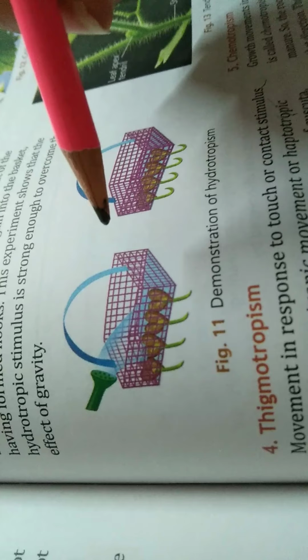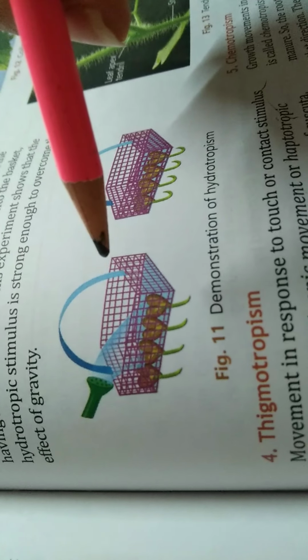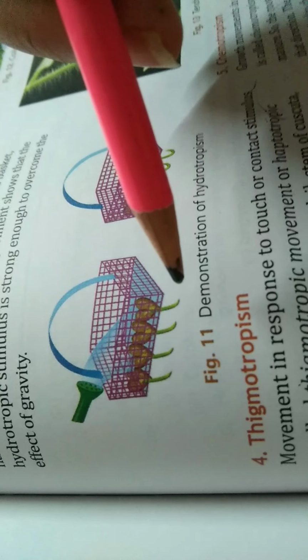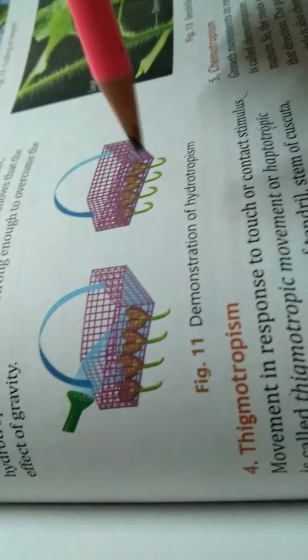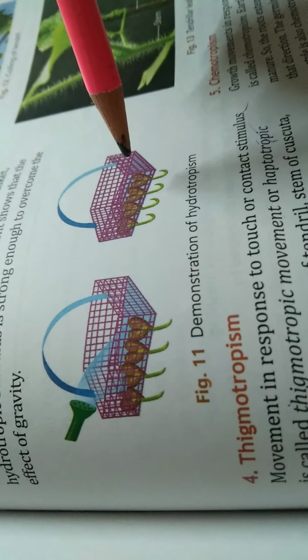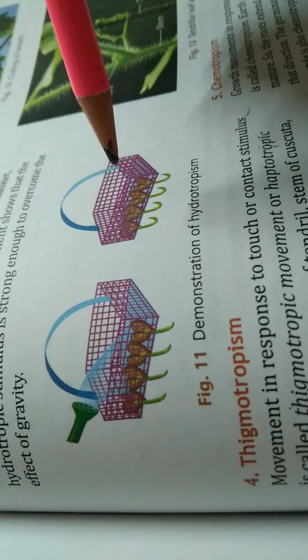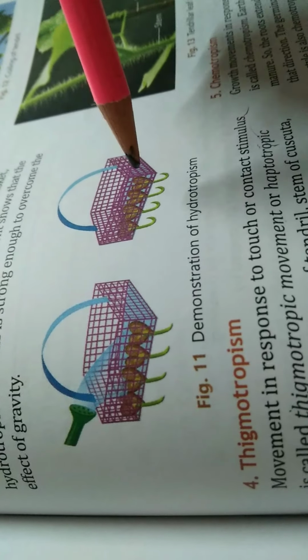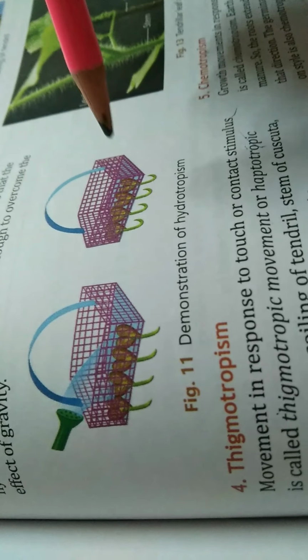hydrotropism in root, take a hanging basket made up of wire meshing, fill with moist sawdust. Now put some seedlings on it. You will observe that the roots project downward at first, come out of the basket, but turn back again to the basket, having formed a hook. This experiment shows that the hydrotropic stimulus is strong enough to overcome the effect of gravity.